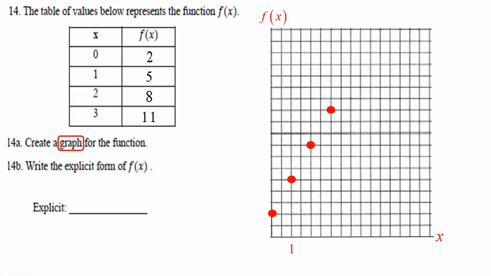in the table. And now, discrete or continuous. All they gave me is a table, so I'm not sure if this is discrete or continuous. So, you know, you guys could do a solid line, a dash line, or no line at all here and still get full credit. Okay, now, write the explicit form of f of x.